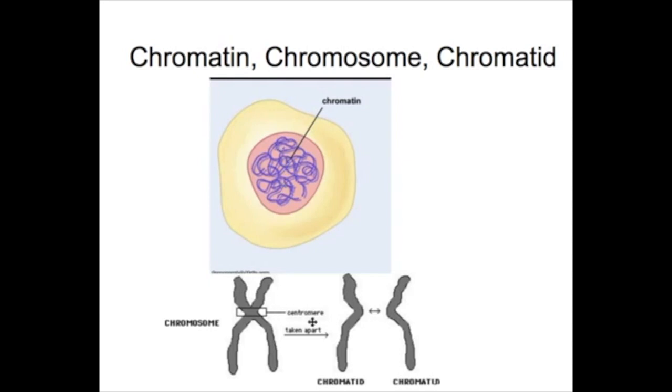So we talked about chromosomes in the last section. A chromosome looks like this, right? Usually it looks like an X. Sometimes it's just this little one rod thing. This is a chromosome. We all pretty much at this point know what that looks like.